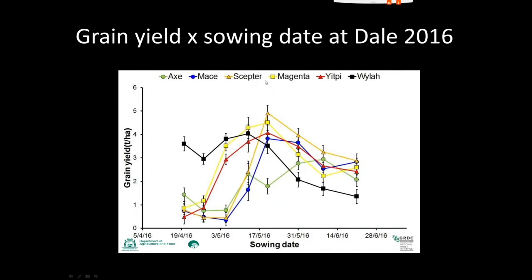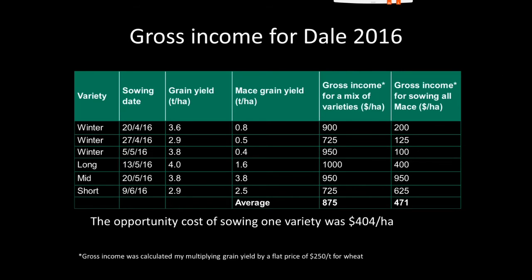A lot of people will be interested to see how Scepter goes compared to Mace. Yes, it is higher yielding than Mace at the back end of the window, but it does drop off really sharply as we go into that late April to early May window. That's when your Magenta, your Yippee and your Cutlass types are dominating the system, and the winters are still quite competitive. They're the real only option we've got for those mid-April to early April sowing windows. Same thing, there was a much bigger yield opportunity cost of sowing one variety last year, around $400 a hectare at that site, which is what you'd expect with a higher yield potential last year, and a lot of frost damage in our early sown spring wheat or mid-season wheats at those sites.